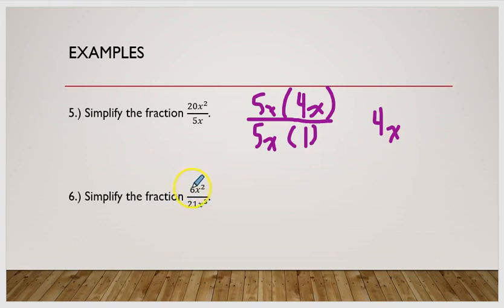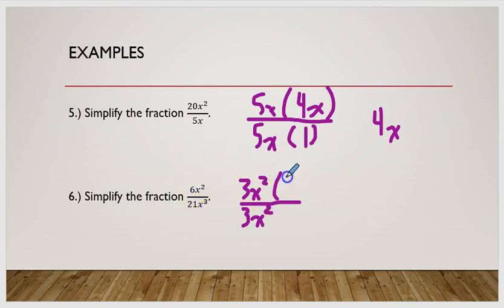For example 6, we'll repeat this process. The biggest number that both 6 and 21 have in common is 3. So I'm going to pull that out of top and bottom. And the biggest exponent I can take out is x squared. So after you take 3x squared out, let's see what's left.